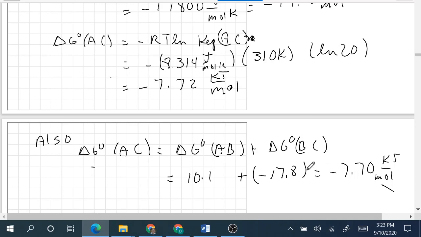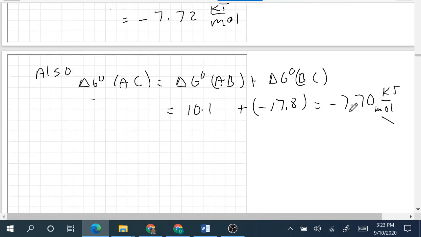Okay, so we got our delta G from our KEQ that we calculated, and we got about the same number as the delta G we got from adding the delta G's for each process. Alright, and so overall this is going to be a favorable process because it has a negative delta G. So that was problem 6.